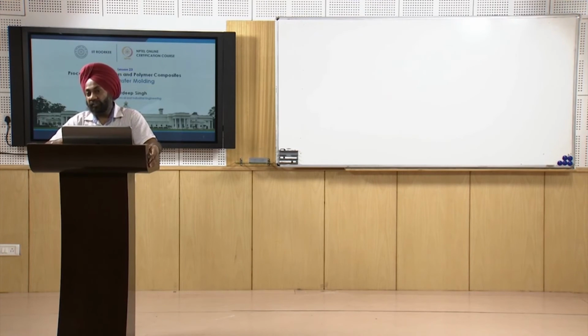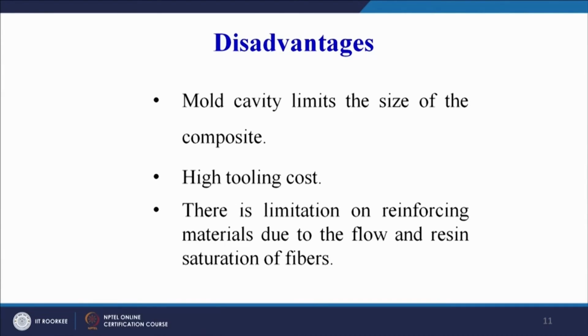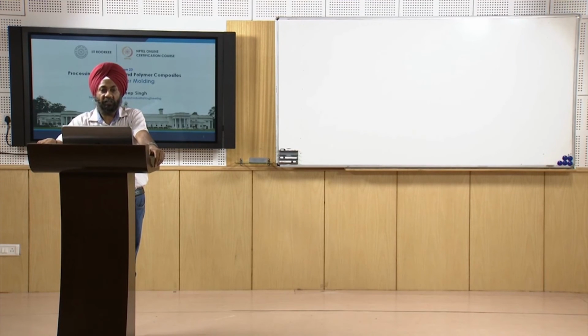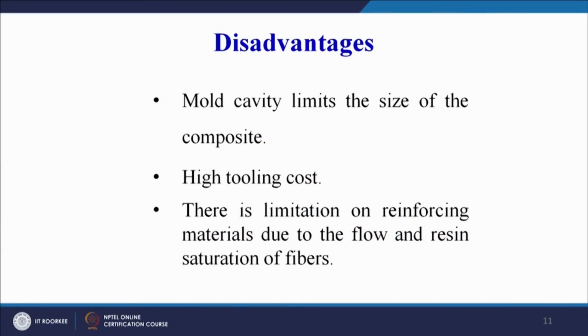Now the disadvantages, as are common in closed mold processing techniques, are that the mold size is a limitation. The mold cavity limits the size of the composite. High tooling cost. We have seen the steps involved in the complete process, and therefore the tooling cost is slightly higher. There is a limitation on reinforcing materials due to the flow of the resin and saturation of the fiber. So therefore the viscosity of the polymer or the resin becomes very important.